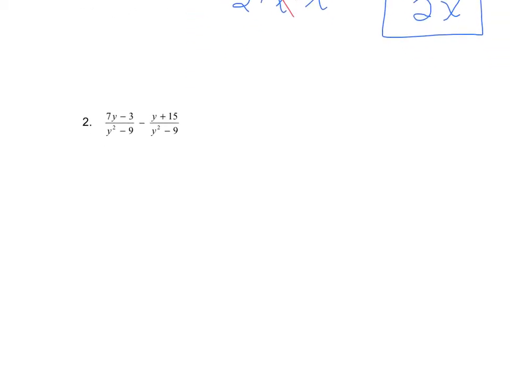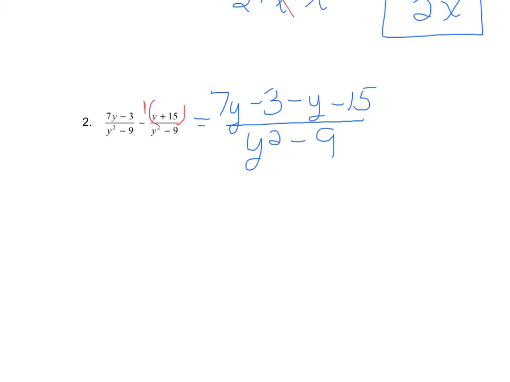With number 2, it's nice because I have a common denominator. So I bring over the denominator. Now, looking at the numerator, I'm subtracting, and I'm subtracting more than one thing. So I'm going to have to do that additive inverse thing that we learned how to do in the beginning of the year. All right, so I'm going to bring over the 7y minus 3, and then distribute through the negative 1 and get a minus y minus 15.